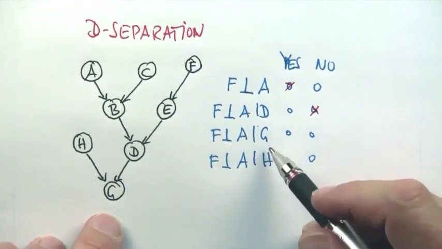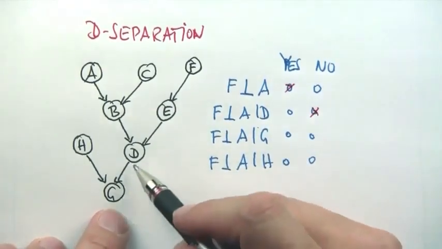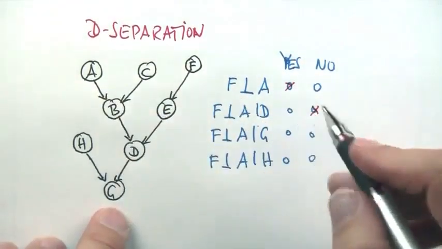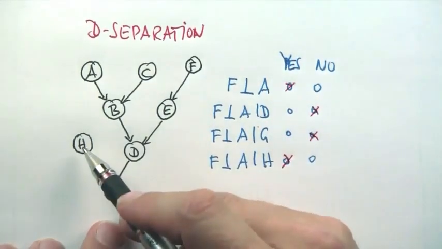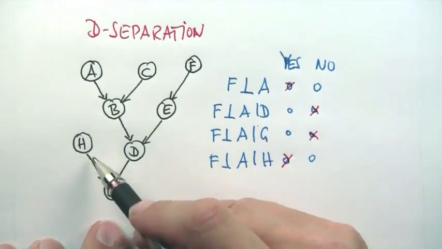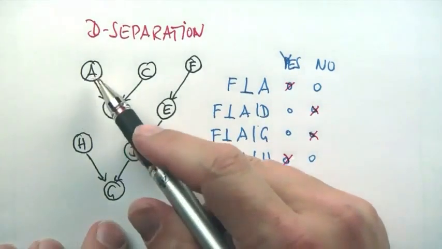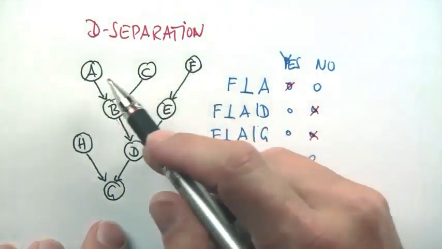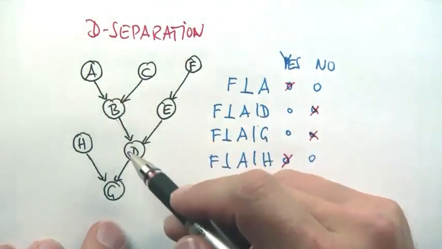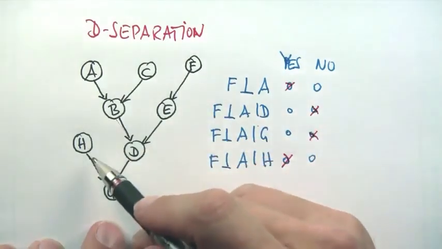Now if we know G, the same thing is true because G gives us knowledge about D, and D can be applied back to this path over here. However, if we know H, that's not the case. So H might tell us something about G, but it doesn't tell us anything about D, and therefore we have no reason to close the path between A and F. The path between A and F is still passive, even though we have knowledge of H.